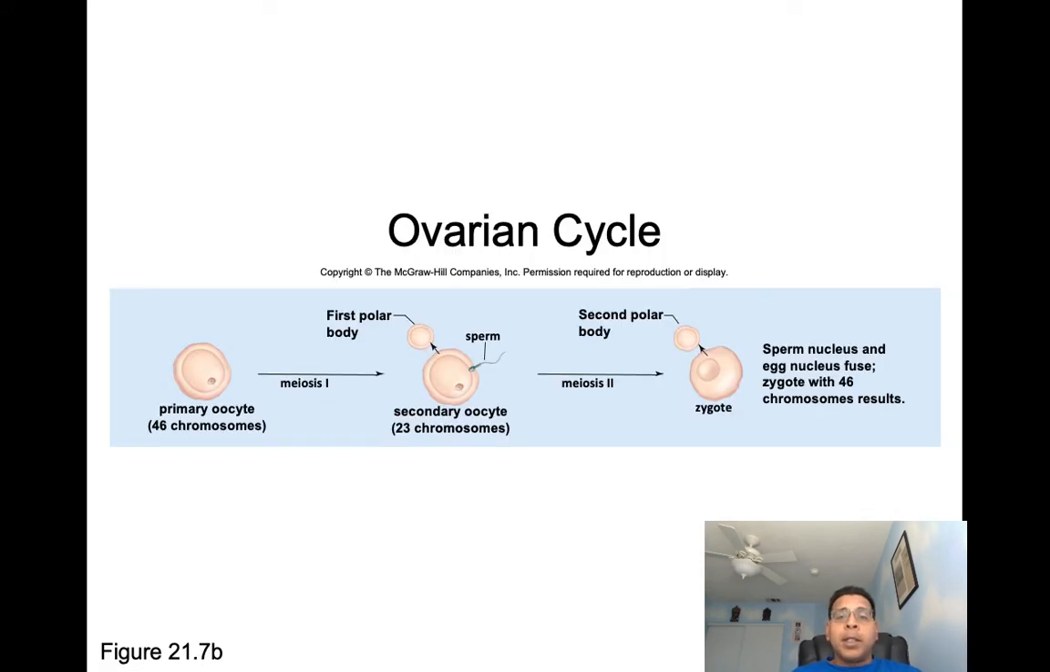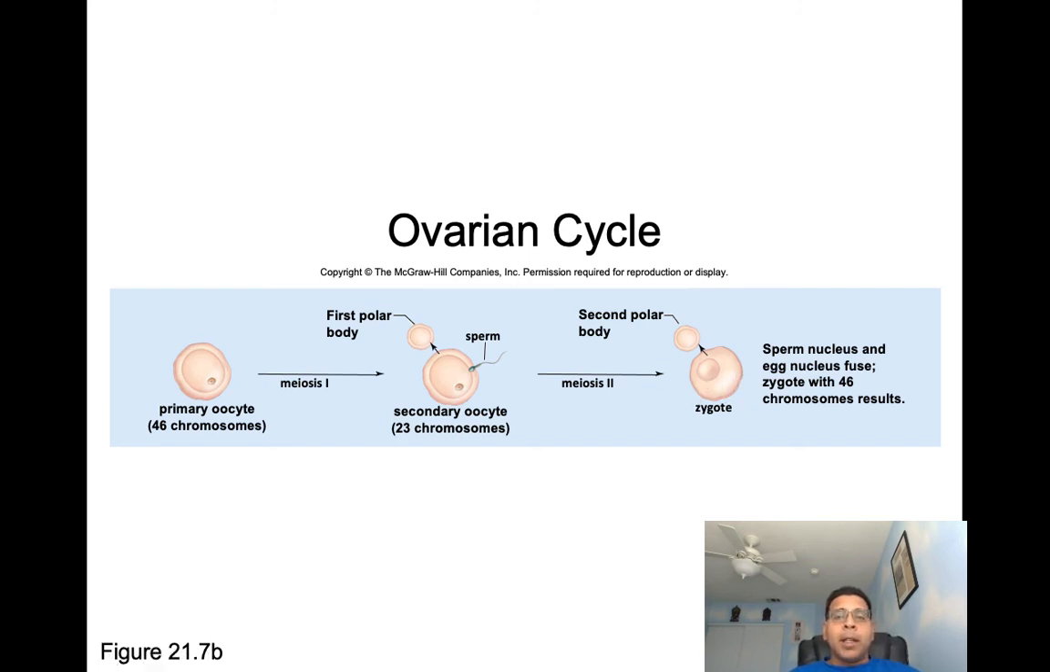Now, if it completes meiosis II, you can see here what's going to happen. This secondary oocyte is going to produce a second polar body and a zygote. The zygote is going to have 46 chromosomes and eventually form the fetus. But the second polar body is going to be of no good. The zygote is the only functional cell that's produced.